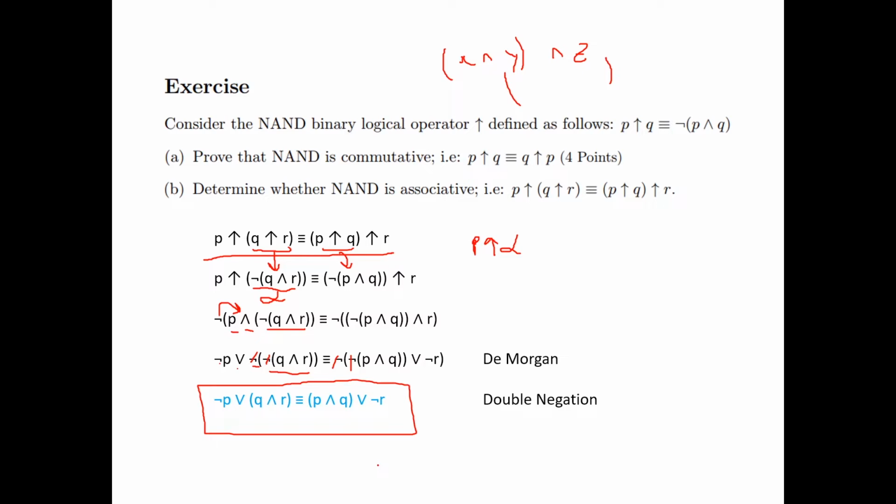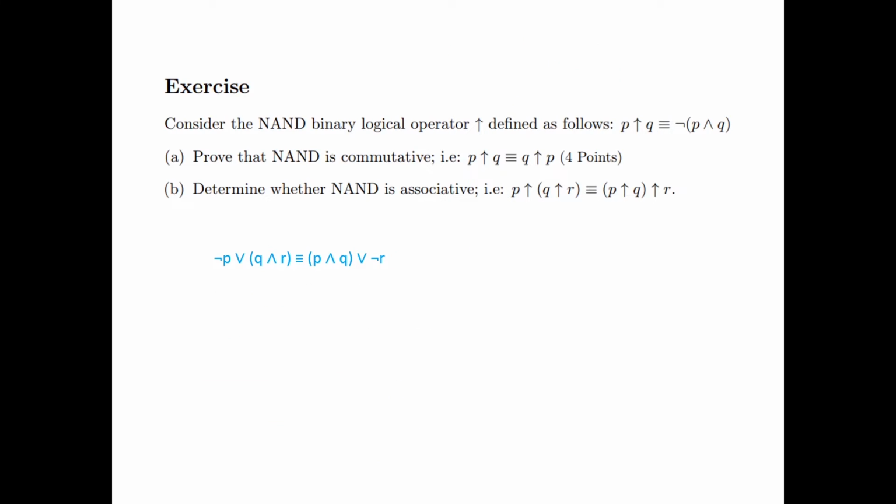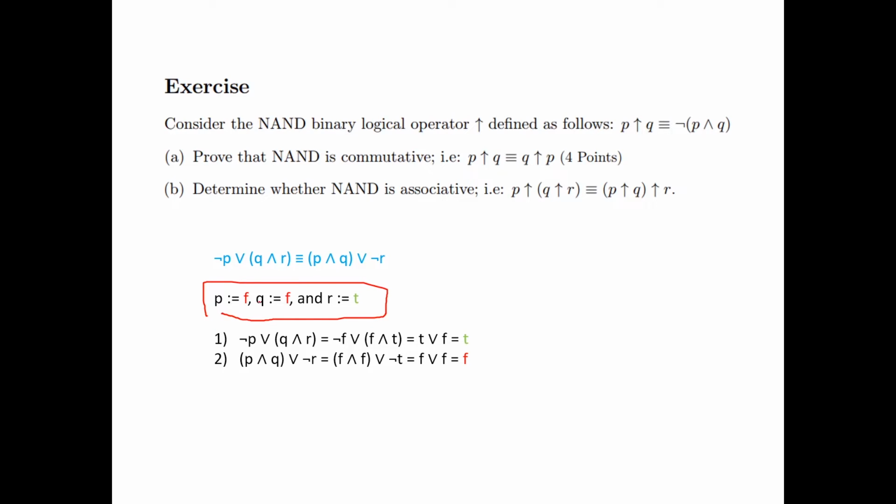Okay, so if you give these two sides the same assignment, P is false, Q is false, R is true, and we try it on the right hand and left hand sides, one is going to equate to true, the other is going to equate to false. You can pause and run through how it's done. So no, they're not equivalent. That means NAND is not associative.